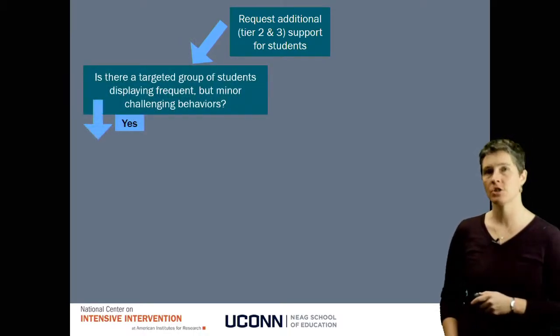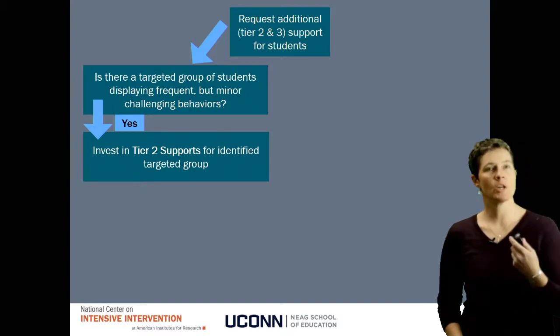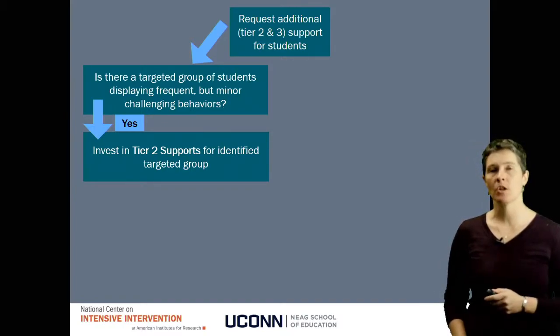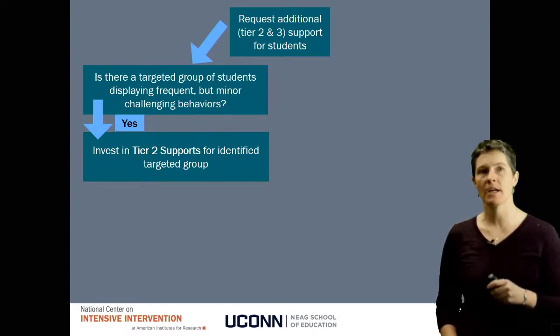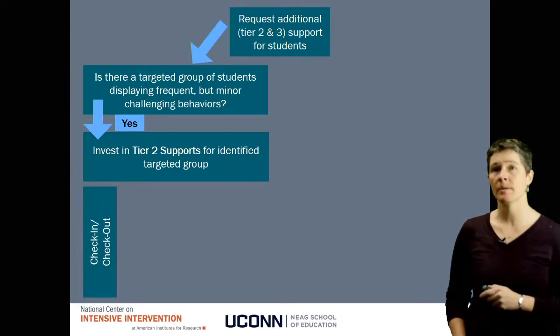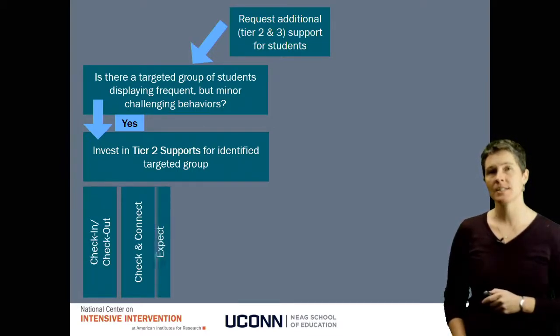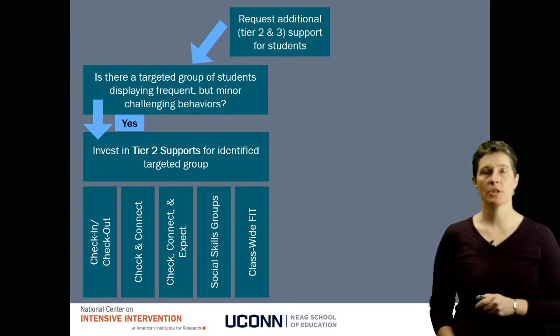So we started with Tier 2, where we talked about if we have a group of kids who are displaying frequent challenging behaviors, that we're going to look at Tier 2 strategies. And the big idea of Tier 2 is really just that it's intensifying Tier 1. It's an extra dose, giving kids a little bit of additional support. We talked about some specific strategies that you can use to do that. So you can go back to this module to look at those pieces.